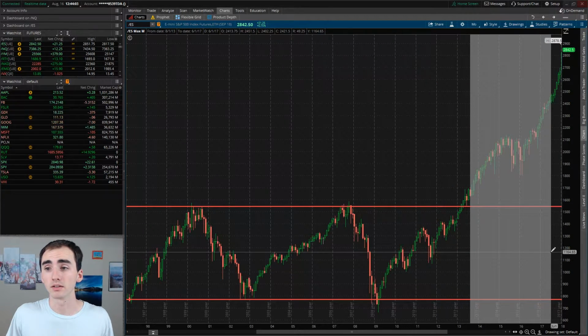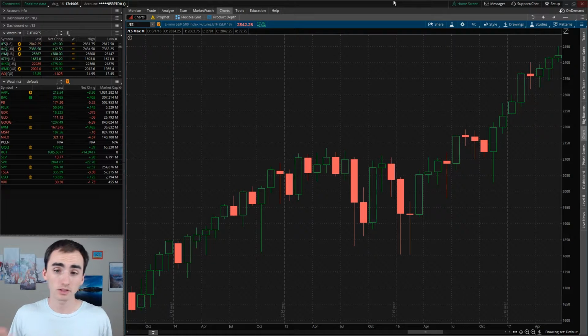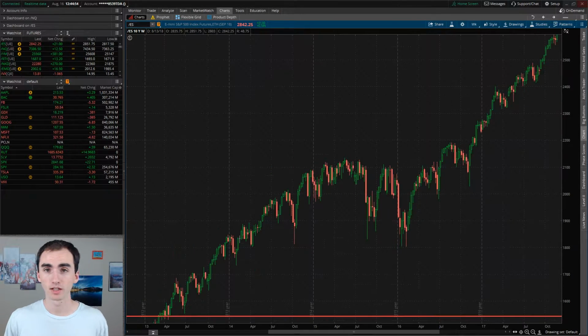Because it's on a monthly chart, I'm going to zoom into a weekly chart so we can see these swings a little bit better. So this is that same area that the market struggled in for a few years, but just on a smaller time frame, with each candle being a week instead of a month.